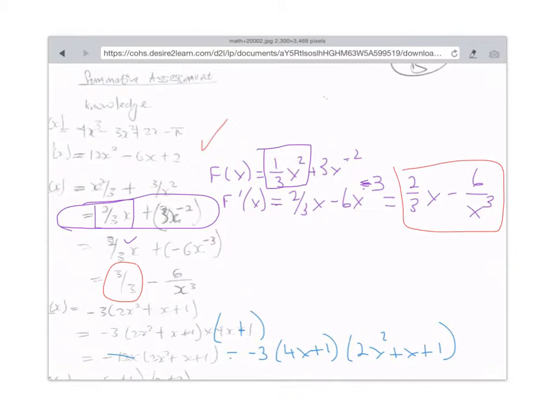So for the third question, you took the derivative correctly. Be careful here because you had 4x times 1. It should be 4x plus 1 for the derivative from the original function.